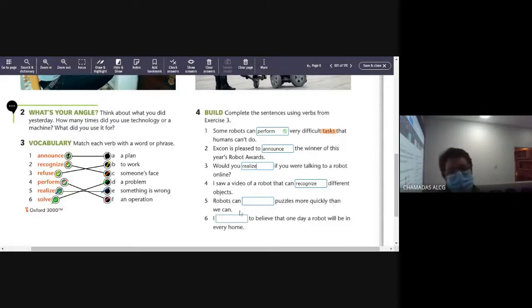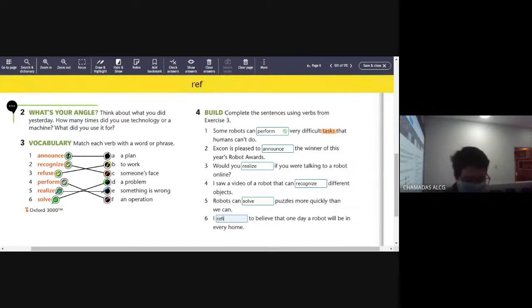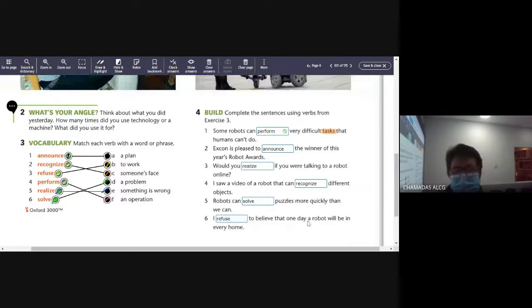Number 5, robots can solve, yes, great. Puzzles more quickly than we can. All right, and I, yes. I refuse to believe that one day a robot will be in every home. Everything correct. Okay.